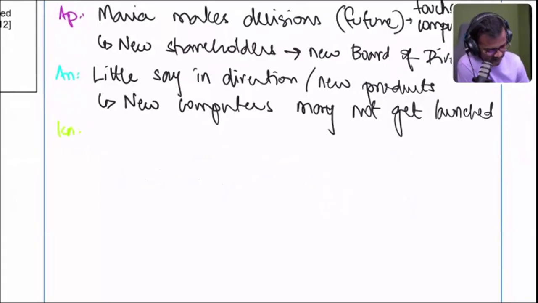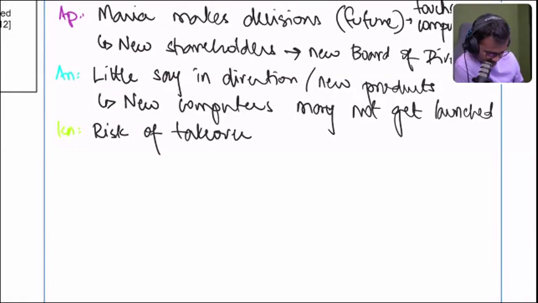The other, what's another loss? Oh, yeah, another disadvantage. I can think of one, transparency. So you will have to make your financial information public. But another easy one would be that there is always a risk of, complete my sentence, risk of takeover. Very good. Right? There's always a risk that you might get taken over.